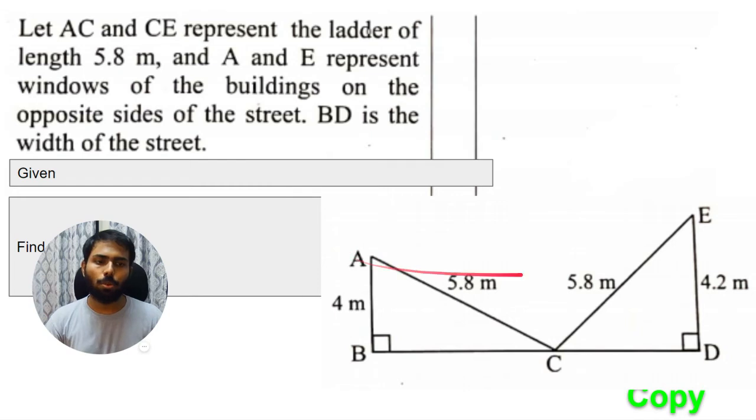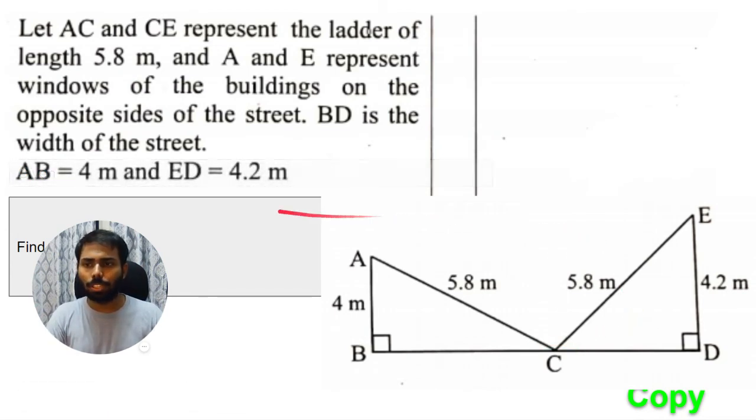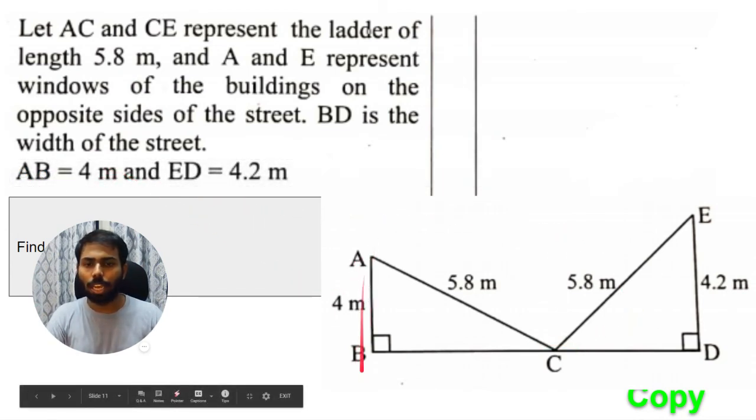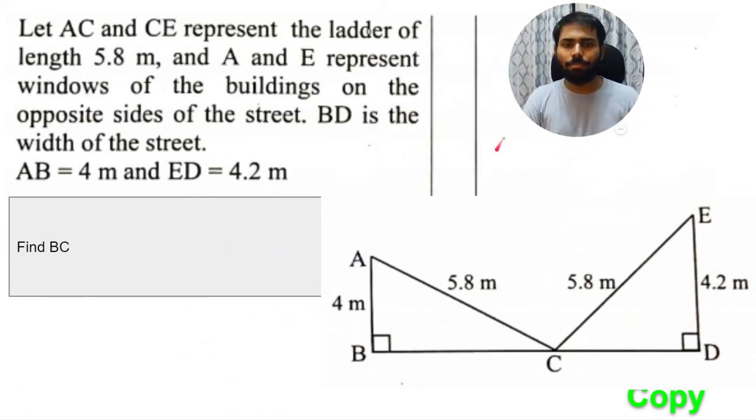तो A पे मेरा एक विंडो है, E पे मेरा दूसरा विंडो है, जो अलग अलग साइड ऑफ द स्ट्रीट है, रास्ते के अलग अलग ऑपोजिट साइड्स पे है. Okay, BD is the width of the street. So कितना वाइड है हमारा स्ट्रीट, BD जितना वाइड है. Okay, then write the given. What is given? AB is 4 centimeter, ये हमें given था, and ED is 4.2, that was also given in the question. Okay, now what you'll do is you'll find first BC.